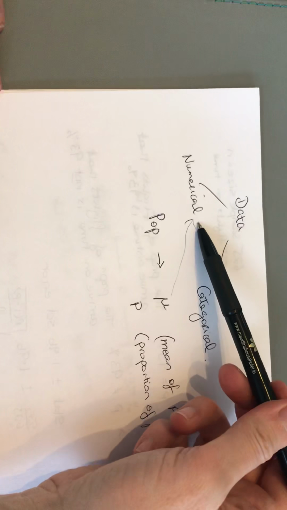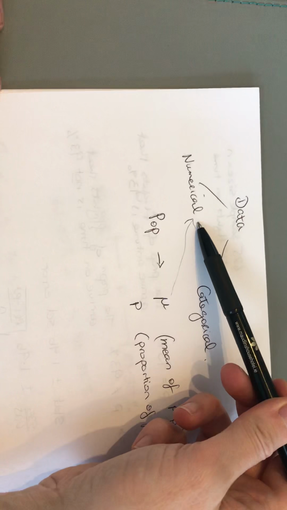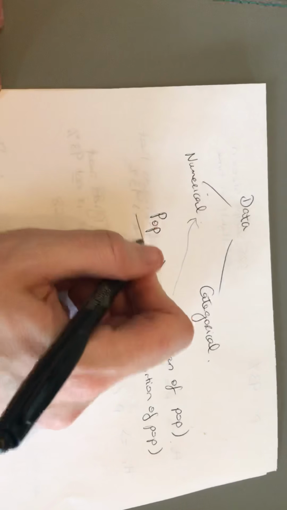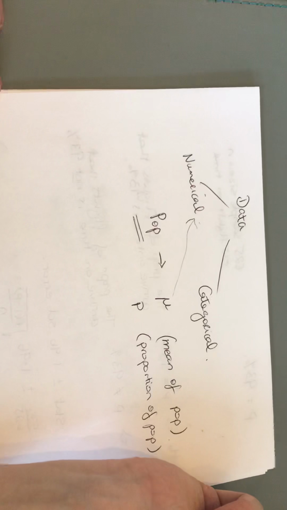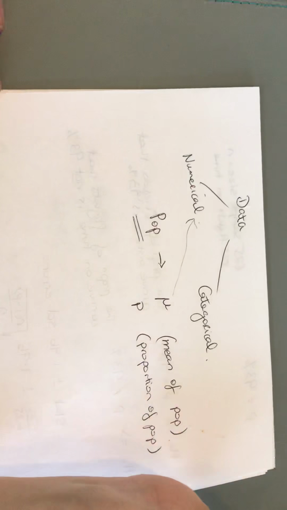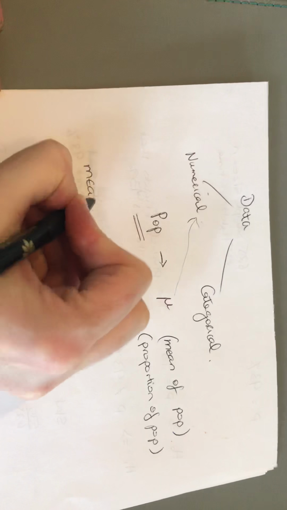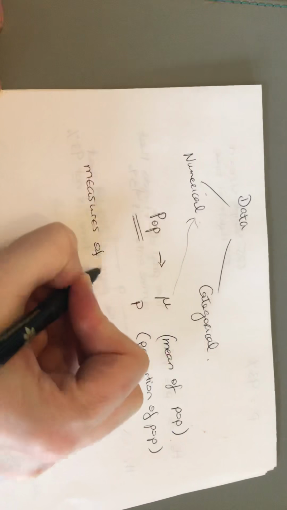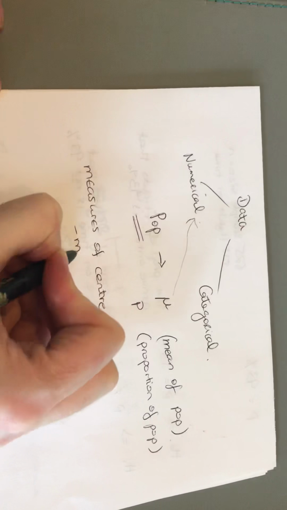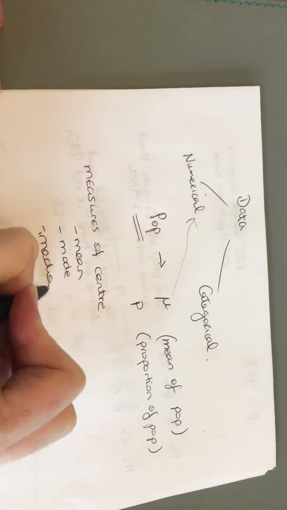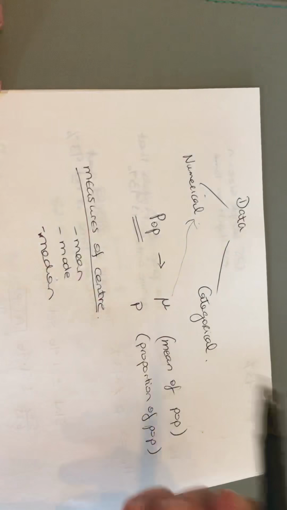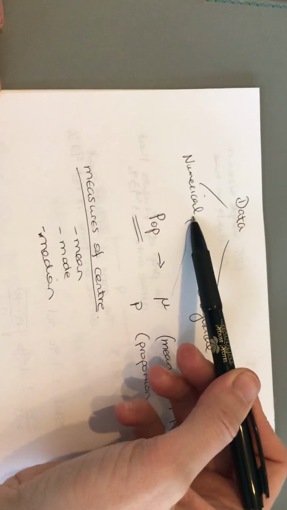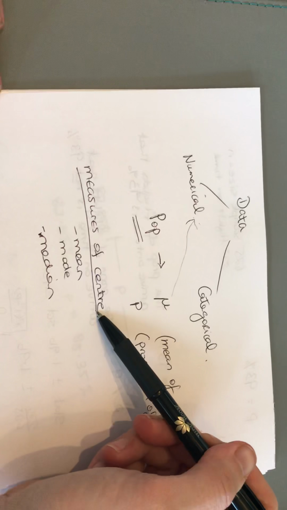So if we went for numerical data, we could survey the whole population and we could ask them, what height are you? Now, if you were to use any of your three measures of centre, mean, mode, median, which would you use? And you would have discussed this at junior cert. So for numerical data, which measure of centre would you use?